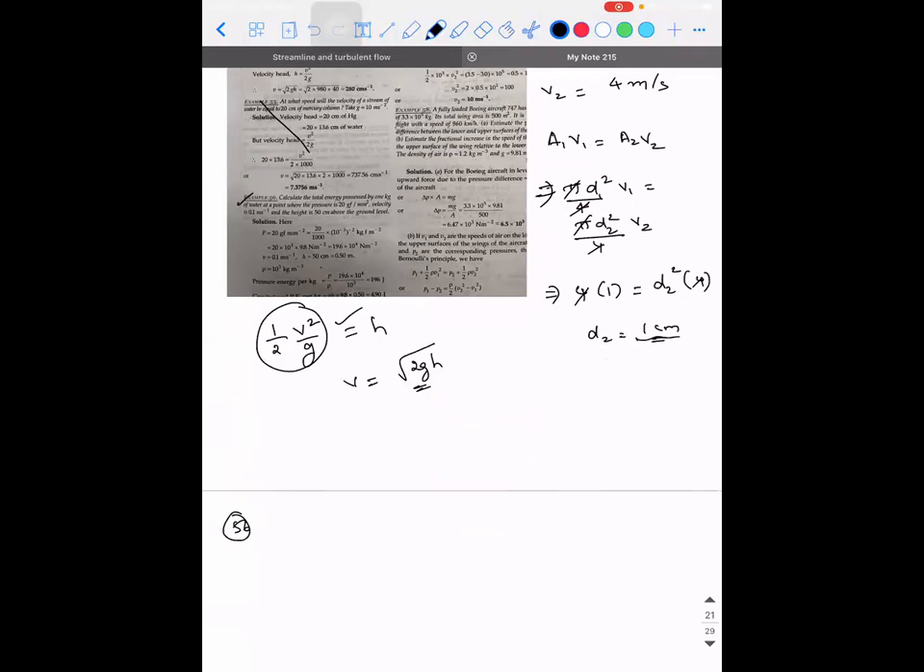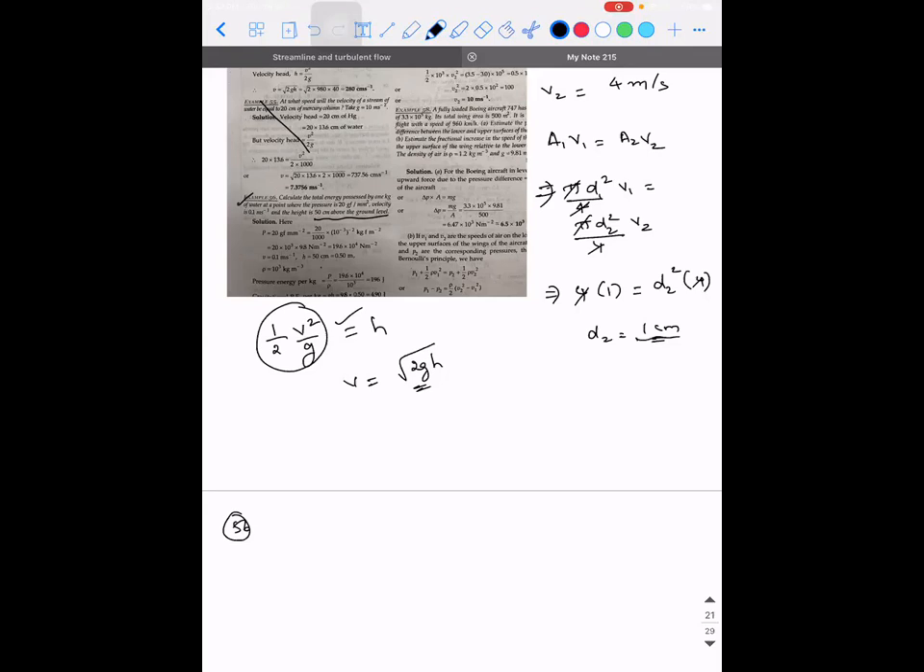Calculate the total energy possessed by 1 kilogram of water at a point where the pressure is 20 gram force per millimeter square. Velocity is 0.1 meter per second and the height is 50 centimeter above the ground level. So they are asking to calculate the total energy possessed by 1 kilogram of water.